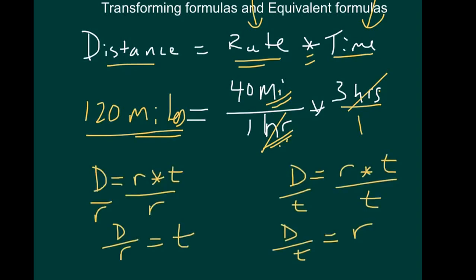Okay, so hopefully you got something that looks like this. In the first case we have distance equals rate times time divided by rate. And so distance divided by rate equals time. That's sort of like saying the 120 miles divided by 40 miles per hour will give you a time of 3 hours.